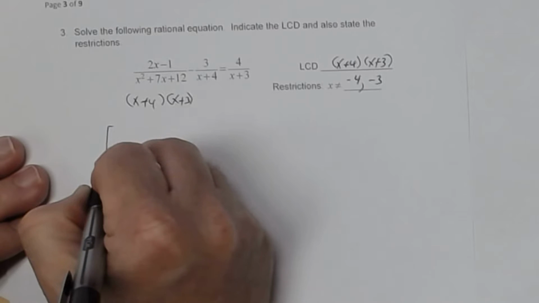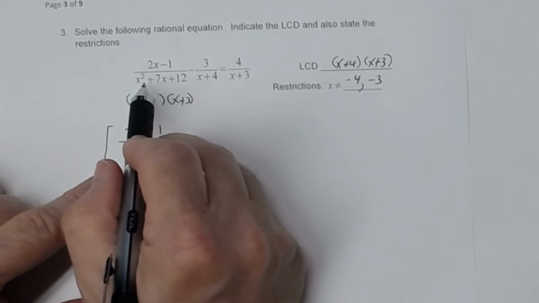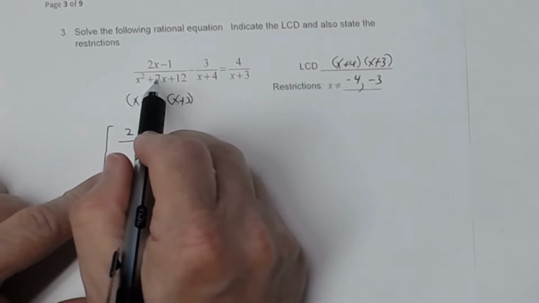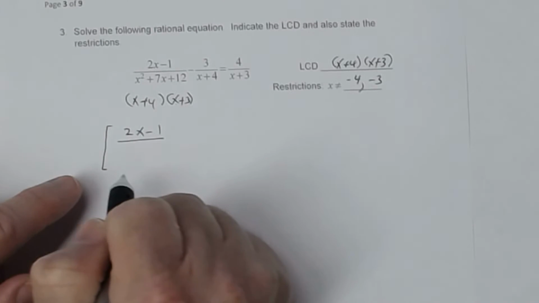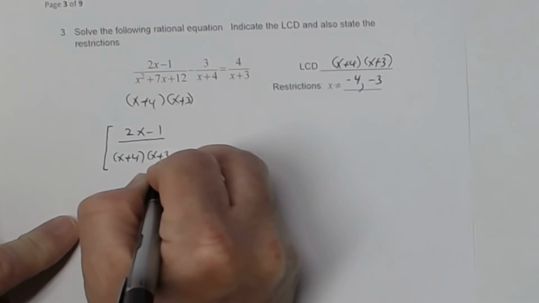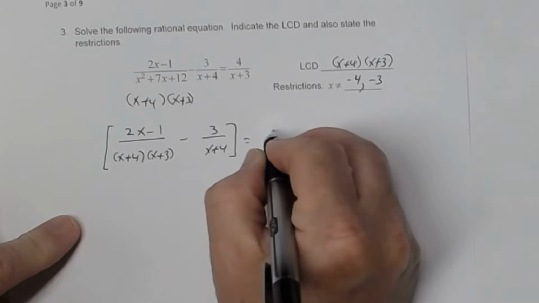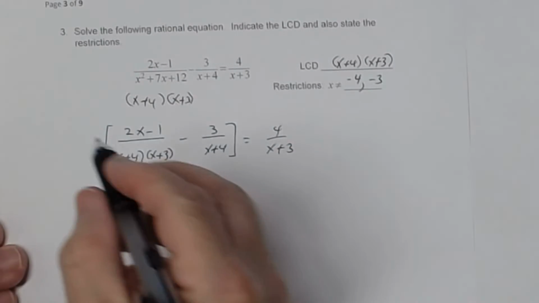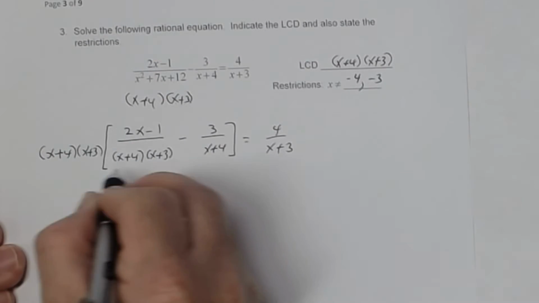So in bracket: 2x minus 1 divided by, now just as we mentioned in the lessons, don't write it as x squared plus 7x plus 12. Write it in factored form so that you'll be able to see the factors. So x plus 4 times x plus 3, minus 3 divided by x plus 4, equals 4 divided by x plus 3. So now we're going to multiply both sides by that least common denominator. So this is what you had to show. This first step had to be shown.